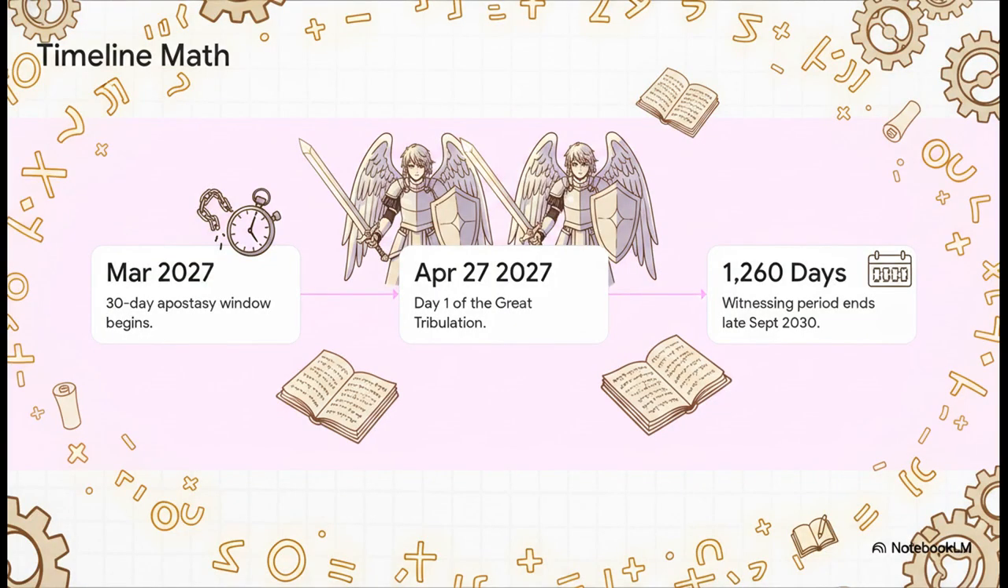So, treating this scripture almost like an algebra equation, the author outlines the mathematical steps that bridge the prophecies of Daniel and Revelation. The timeline posits that Jesus' earthly ministry fulfilled exactly half of a prophesied 7-year period, often called Daniel's 70th week. That leaves precisely 3.5 years, or 1,260 days, left to fulfill. This final countdown is triggered after a designated 30-day apostasy window starting in late March 2027, and that locks in April 27, 2027 as day 1 of the Great Tribulation.